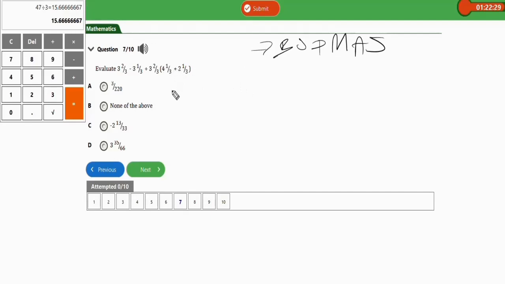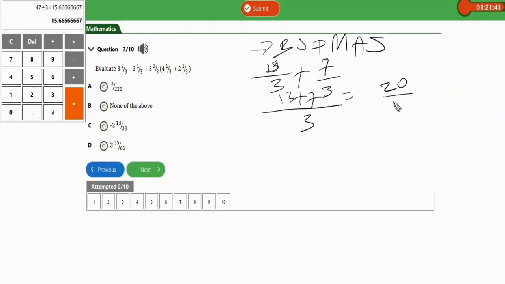So in this bracket, we have a whole number over 3, convert it to an improper fraction. So 4 times 3 is 12 plus 1, that's 13. We have 13 over 3. Okay, plus 3 times 2 is 6, plus 1 is 7 over 3. So we find the LCM. LCM is 3. 3 into 3, 1 times 13, 13 plus 3 into 3, 7. So this will give us 20 over 3.